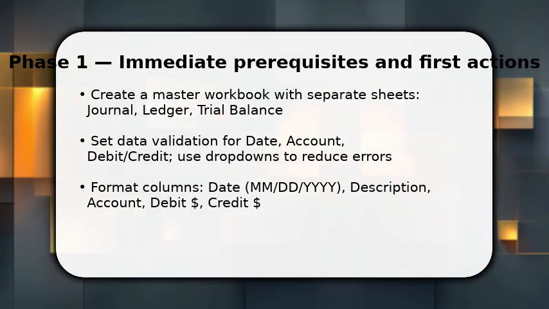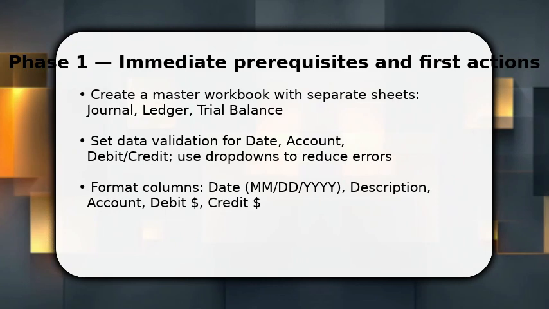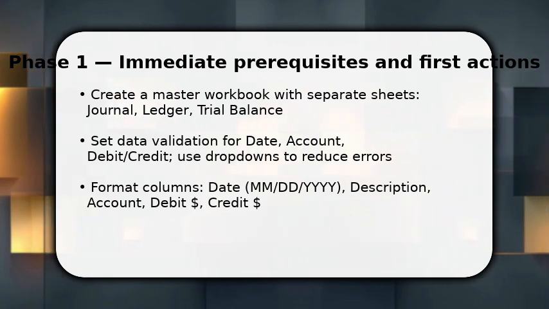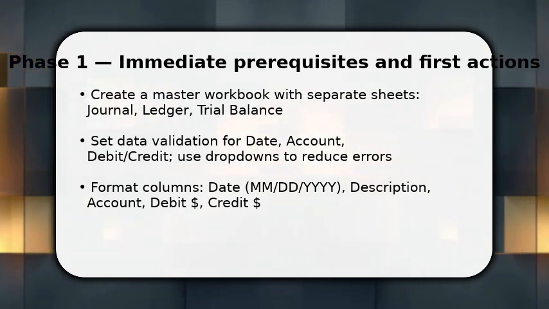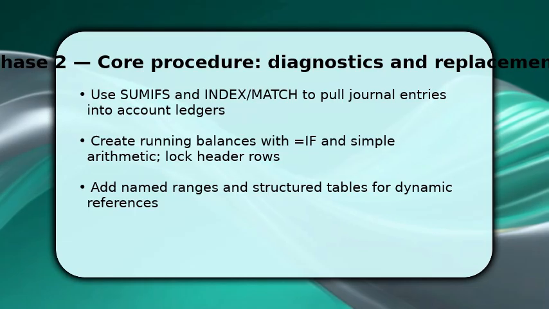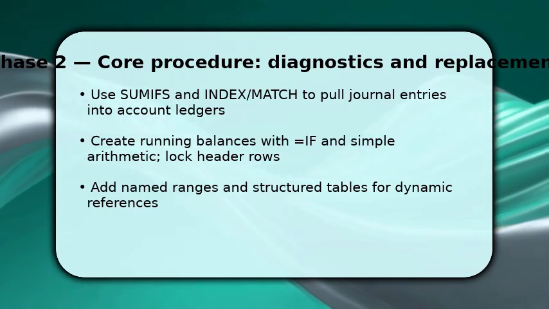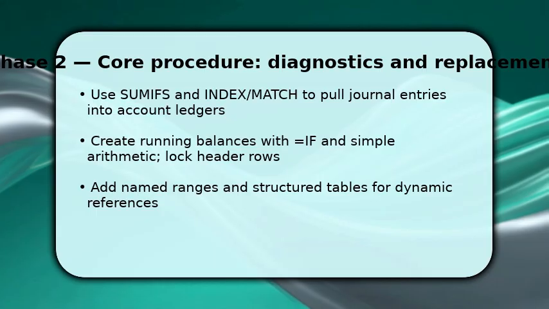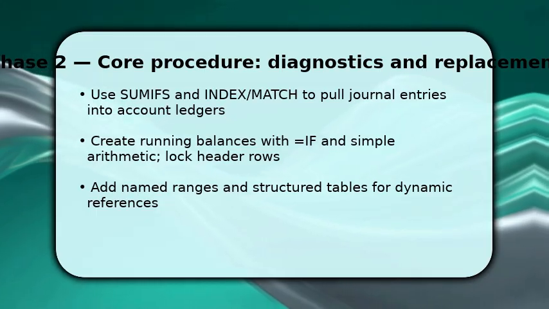Now enter a few sample transactions to test formulas and confirm totals move correctly between sheets. Next, you automate ledgers by pulling journal lines with SUMIFS or INDEX/MATCH so each account shows its transactions automatically.